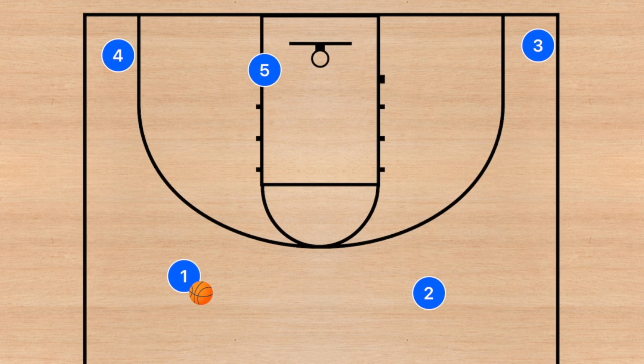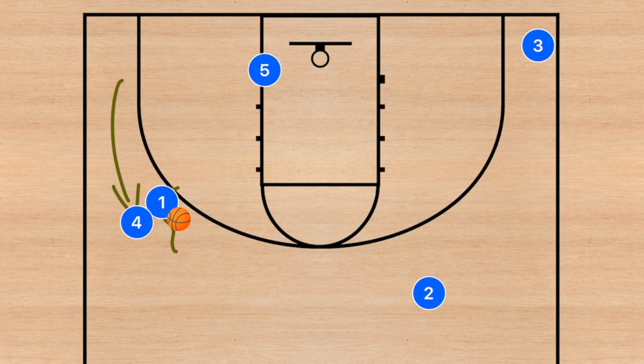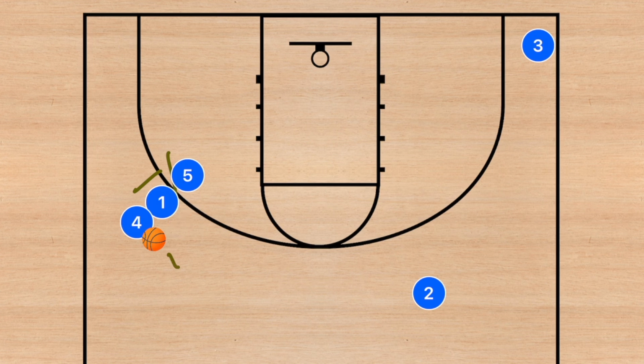Okay, so we're going to start with the low post player on ball side. What we're going to start with is a dribble handoff along the free throw line extended between player 1 and player 4. When this happens, player 5 is going to be setting a screen on player 1. So basically what happens now is player 1 passes that ball to player 4. He is then going to dribble out towards that right side, and player 1 is going to roll towards the basket while using player 5 as the screen.